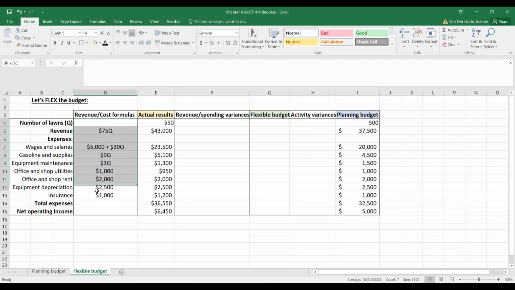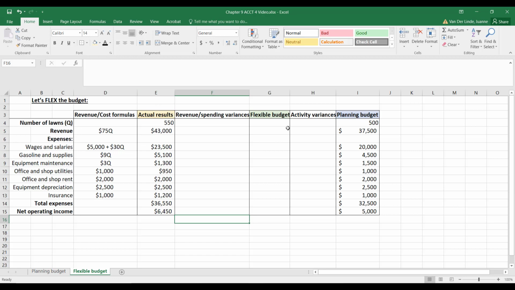So we have our revenue and cost formulas like before, our actual results, and then the planning budget. With the flexible budget, your planning budget amounts are going to go on the right-hand side, actual results on the left, and you're going to do your flexible budget figures in the middle of those two. So instead of just comparing actual to planning, we're inserting this flexible budget in the middle to better explain that difference between the revenue and expenses that we planned for and that actually happened.